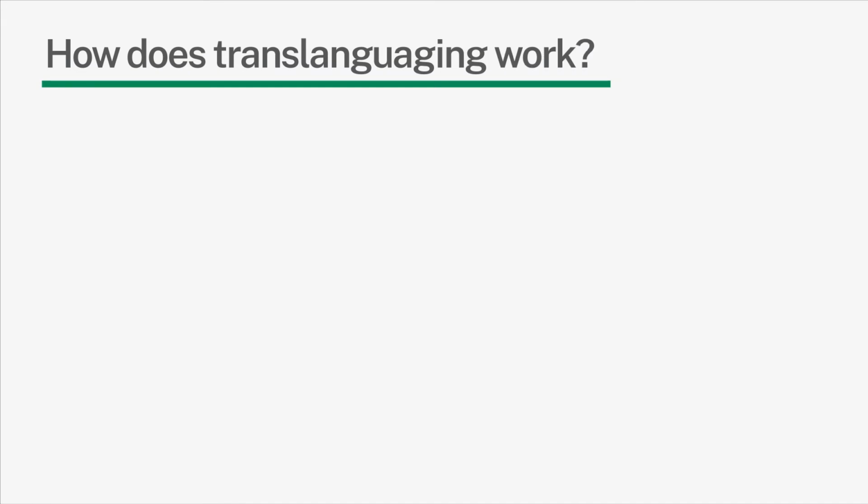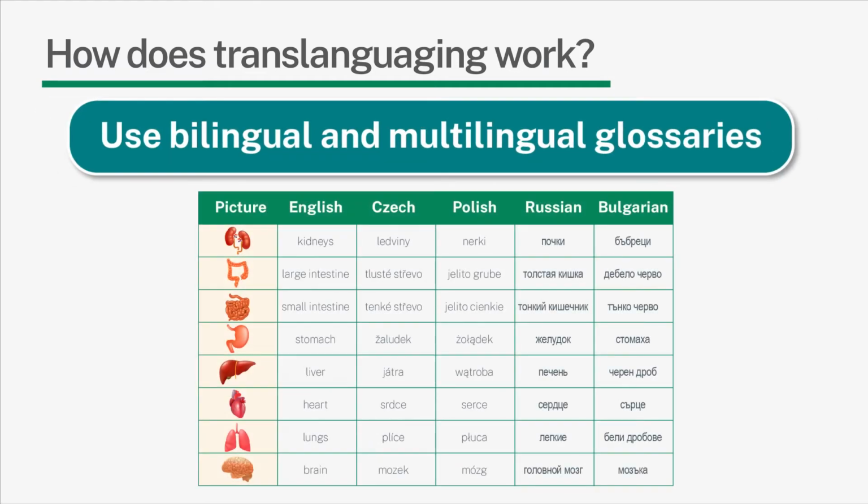Let's look at some examples of putting this approach into practice. First of all, bilingual and multilingual glossaries can be used to help learners with EAL to build on their prior knowledge. Consider this word bank available in the EAL Resources section on the Bell Foundation's website.